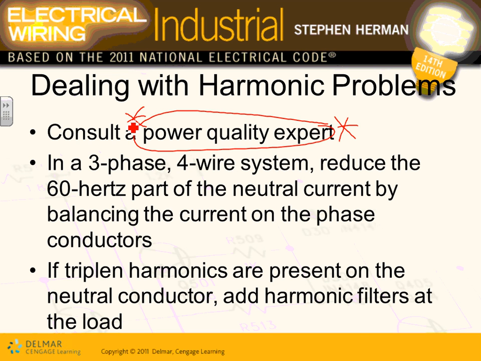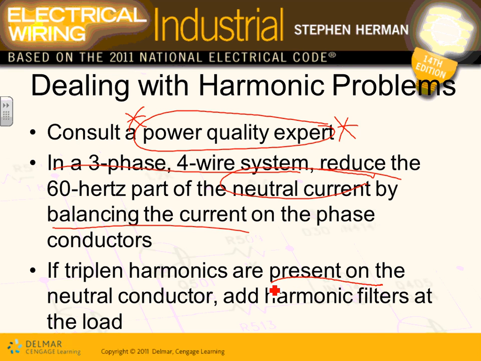Okay, in a three-phase four-wire system, remember to reduce the 60 hertz part of the neutral, the offender, by balancing, so you can, the triplens, you can balance your load. That's why, when you guys were circuiting phase A, phase B, phase C, if you have 18 fixtures, you want to put them in a three-phase system. You put 6, 6, 6 on every phase. You shouldn't divide them 12 on one and the rest on the other two, because that will contribute to the triplens. Okay, triplens are present in the neutral conductor.